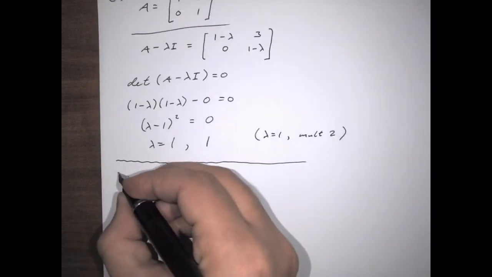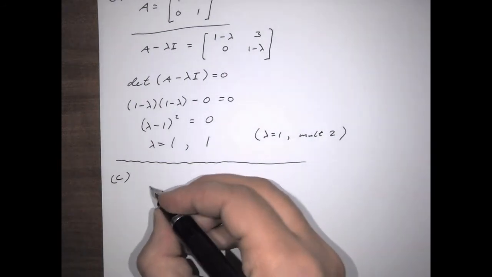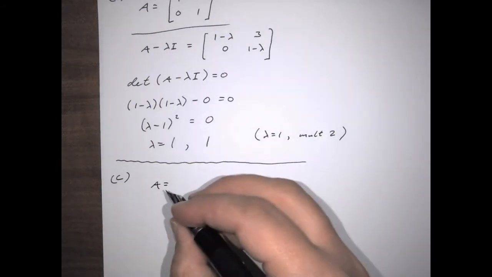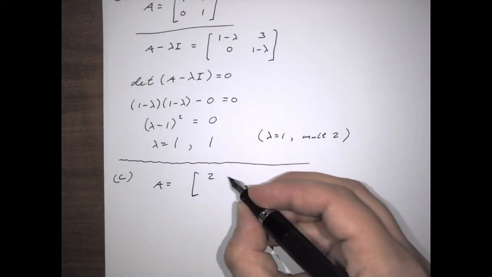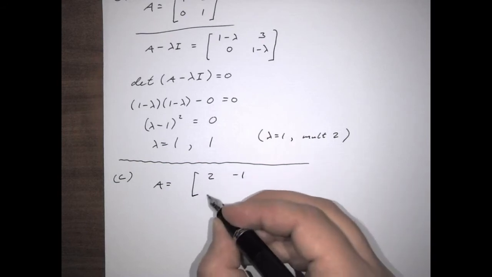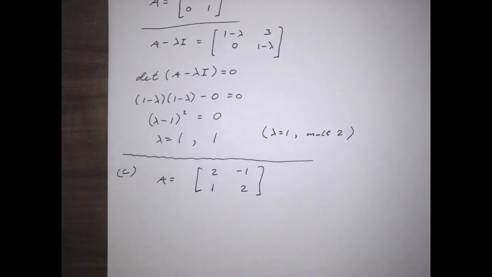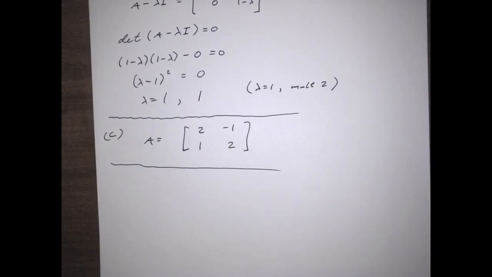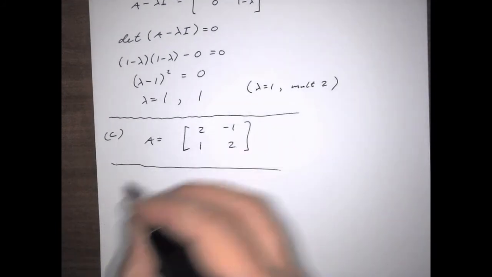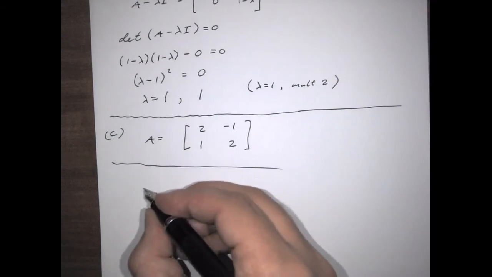All right. Now for case C, let's take A equals, as an example here, 2, negative 1, 1, 2. I think probably you can have some guess as to where I'm going with this. The first one was distinct real, the second one was repeated real. What's this one going to be? I don't know. Let's find out.